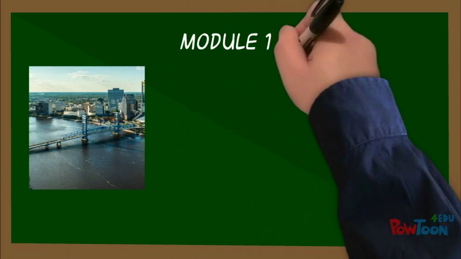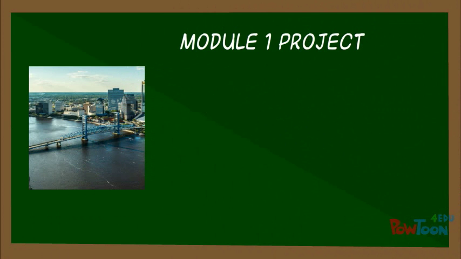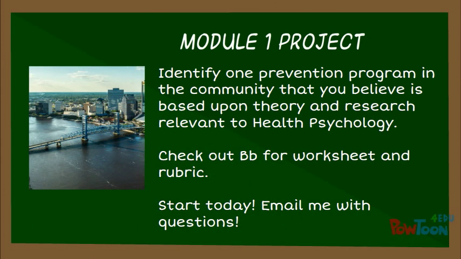Your first module assignment will help you to think about the first 4 topics collectively. You need to identify one prevention program in the community you believe is based upon theory and research relevant to health psychology. Check out Blackboard for a worksheet you must complete, as well as the rubric by which your work will be graded.